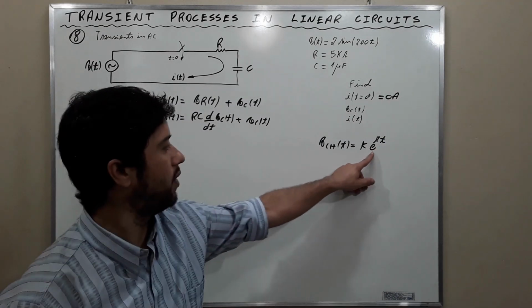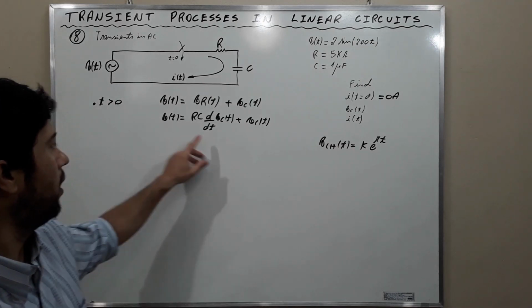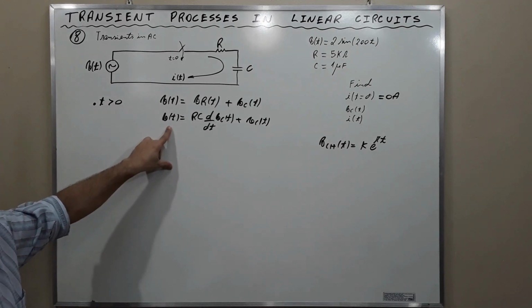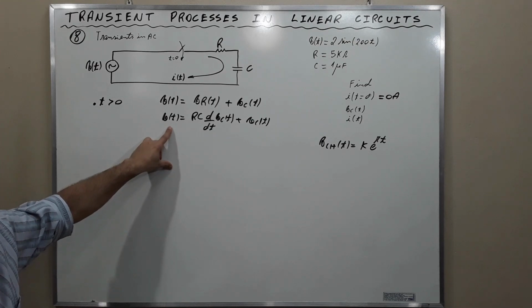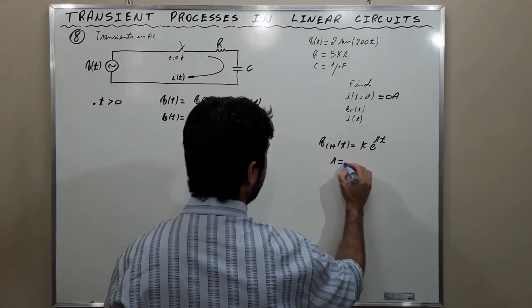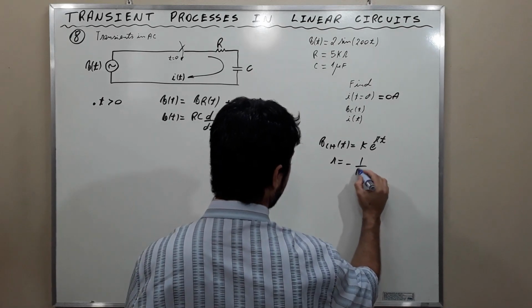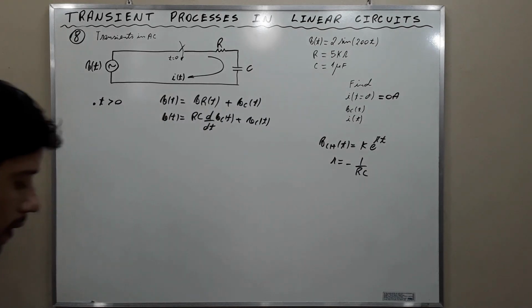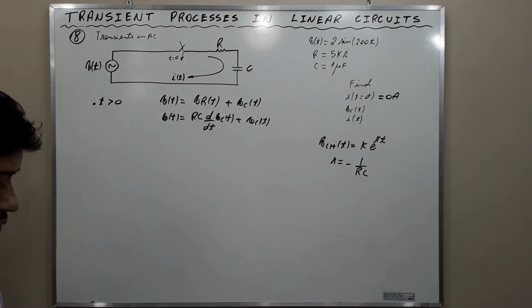When we apply this to the differential equation, bearing in mind that for the homogeneous solution the forcing term is 0, we find that R is equal to negative 1 over RC. Okay? This is the homogeneous solution.